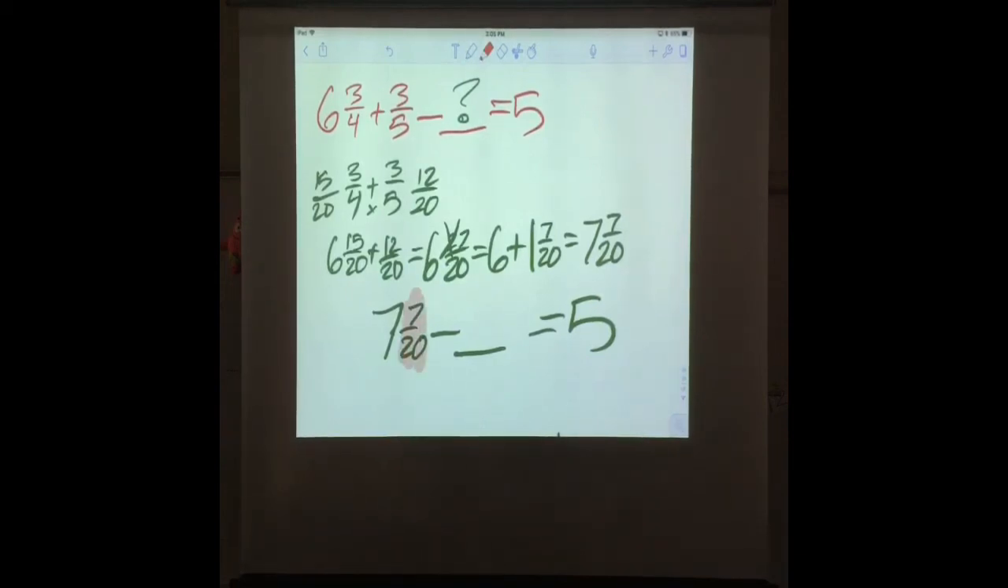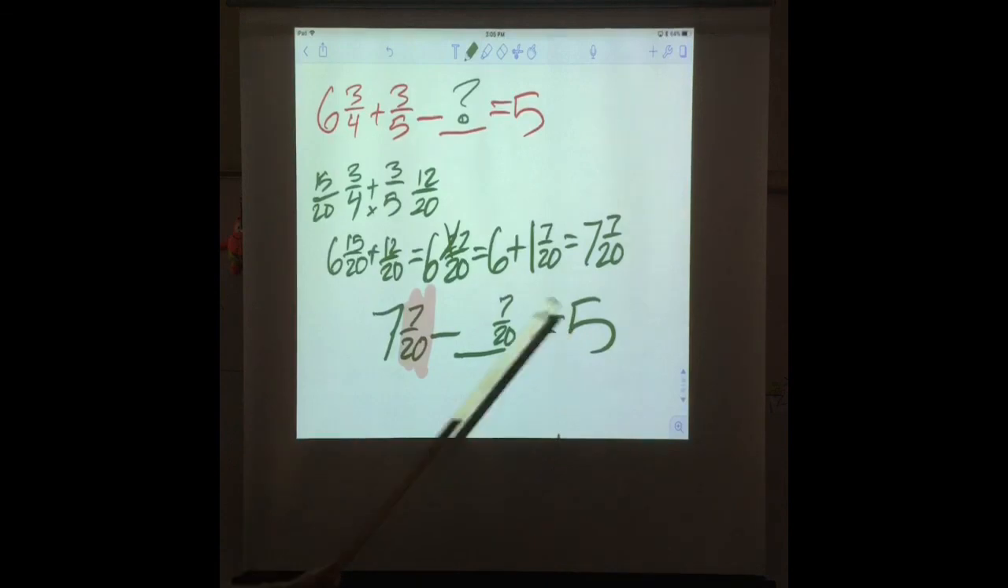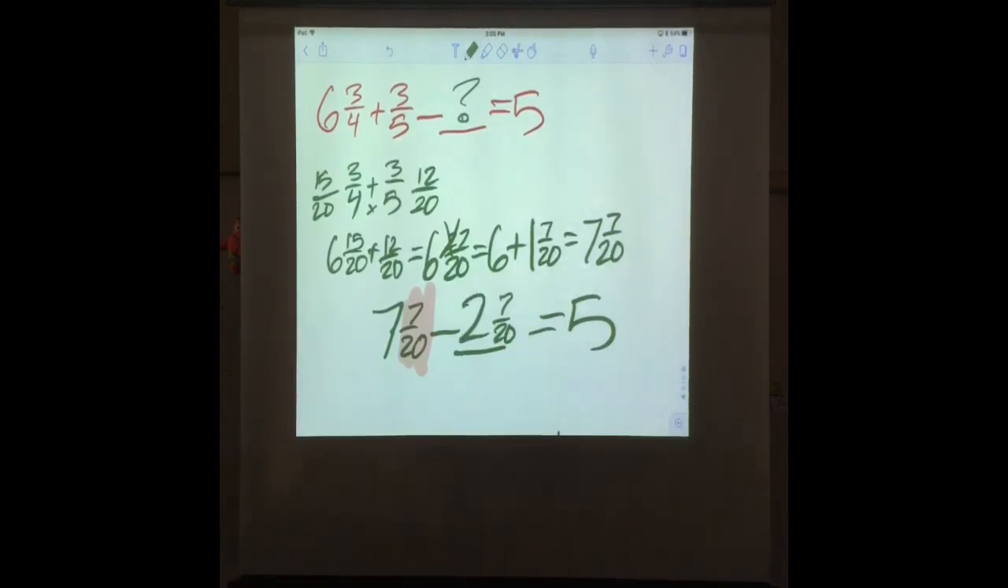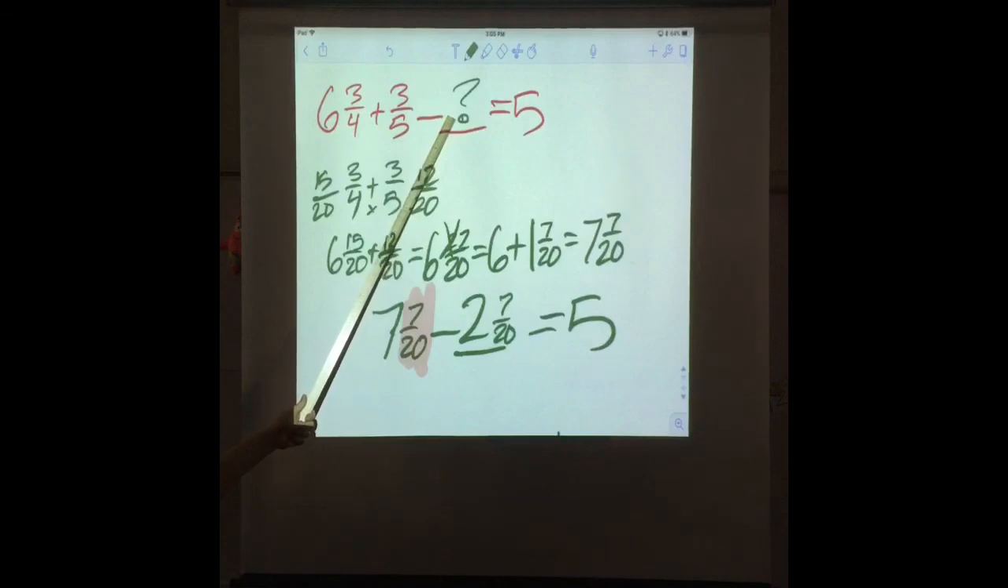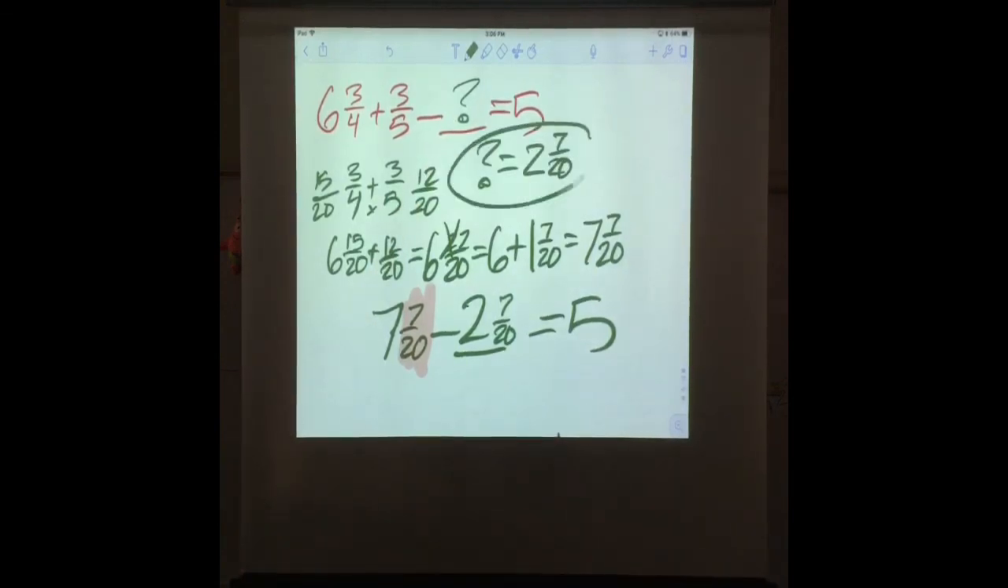Do you have any idea what you need to get rid of? Yes, we got to get rid of the 7 20ths, right? So let's put that over here. So that would get rid of that guy. How do we turn the 7 into a 5? That's right, take away 2. So if we take away 2 and 7 20ths, it will give us 5. So what's our mystery number up there? 2 and 7 20ths. That would be our answer to our mystery number.